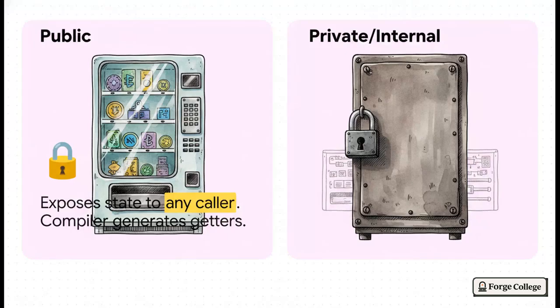And this all builds into the broader concept of visibility. Public exposes your state or functions to any caller anywhere. The compiler even generates getters for you. It's exactly like letting anyone peek right through the front glass to see what's inside the machine. Private, or internal, on the other hand, is strictly for internal bookkeeping. That's the hidden stuff. The internal coin counters, the gears, the mechanisms behind the metal panels that the public strictly does not need to interact with or see.